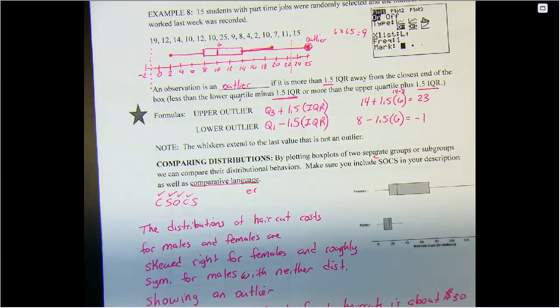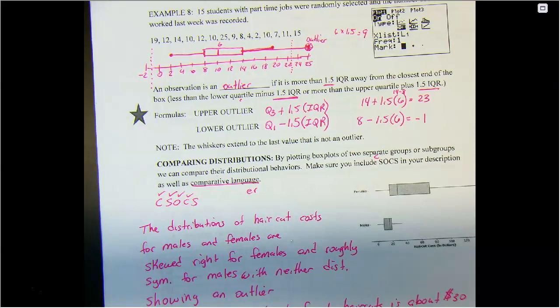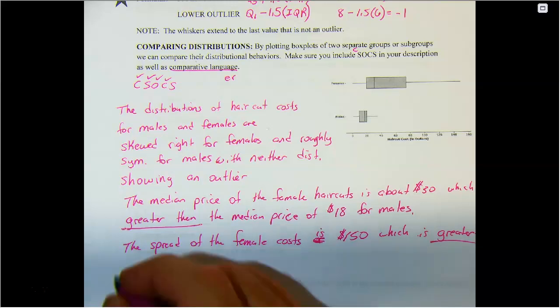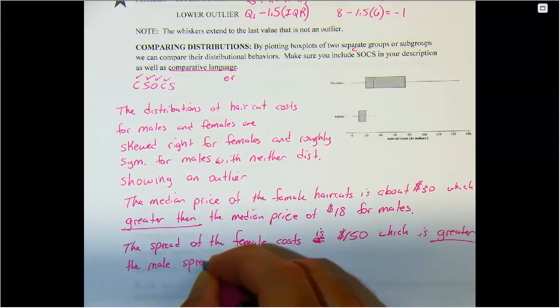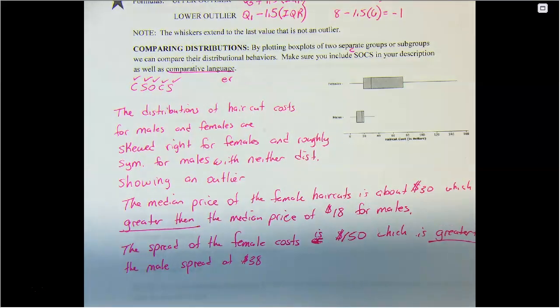The spread of the female cost is, what does that go? Well, they all got free haircuts, but the ladies go up to 150 roughly. The guys only go up to 38. So the spread of the female cost is $150, which is greater than the male spread of 38. I used greater than in both of them, but that's okay. And that takes care of my spread. So all of those pieces are going to be requirements to get a full AP answer score.